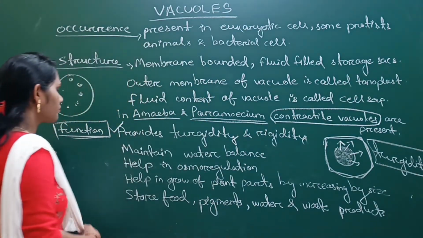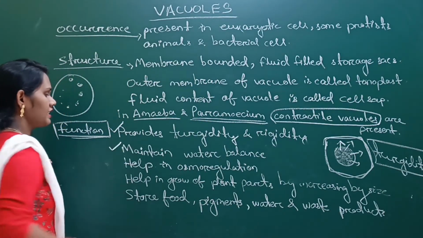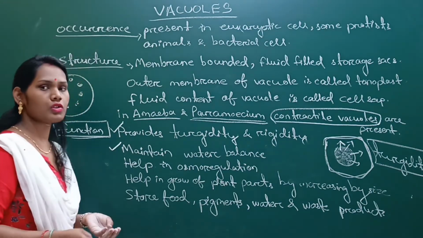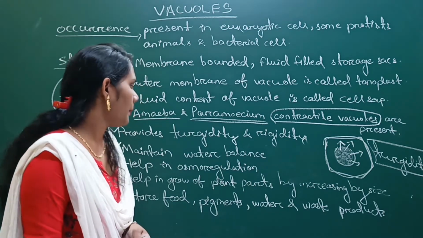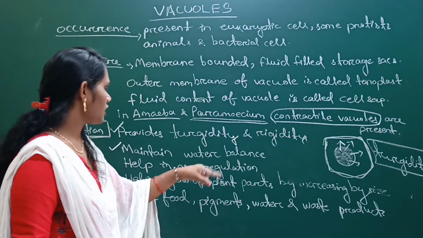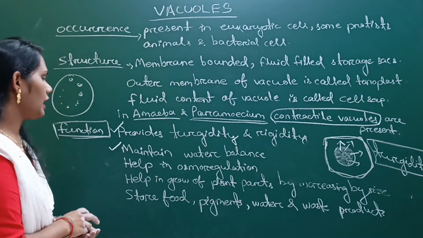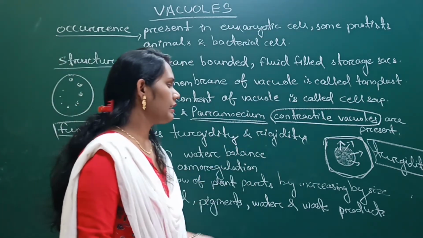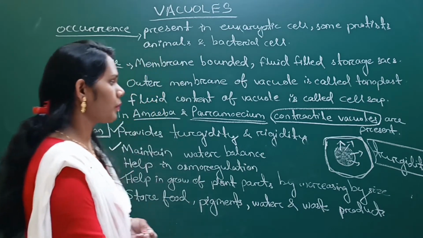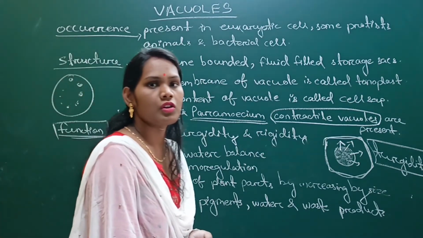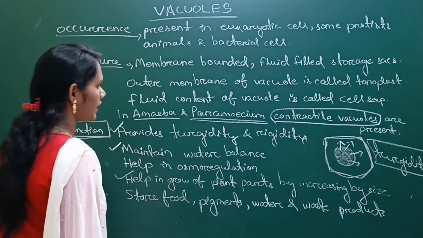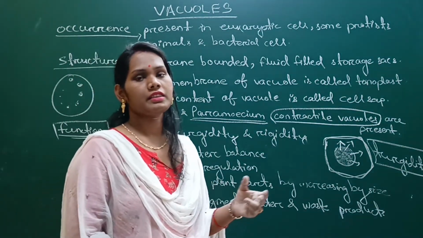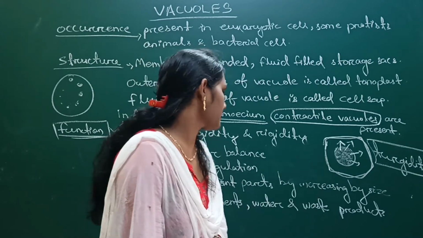Second, it maintains water balance. It maintains water balance and also helps in the osmoregulation process in our body. It helps in the growth of plant parts by increasing their size. As we know, plants have large-sized vacuoles, so the vacuoles can be elongated and become large to provide for the growth of plant parts.